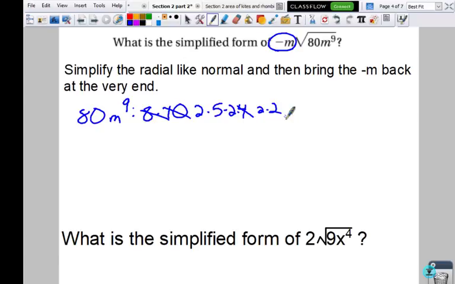Okay. What should I do with M9? I got M9, right? Is 9 even? No. So we have to split it up a little bit, right? So we're going to go m8 and then just m. If it's already even, you don't need to do anything. Like on this next one that we're going to do, it's an x4, right? I don't need to split it to x3 and then x. I just leave it as x4.